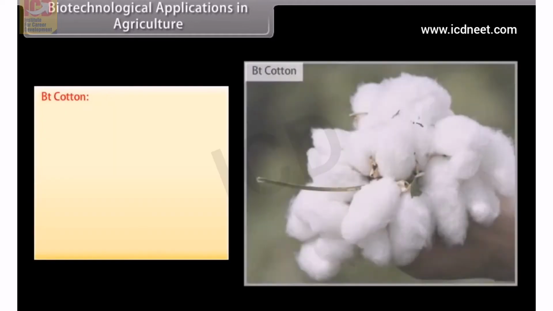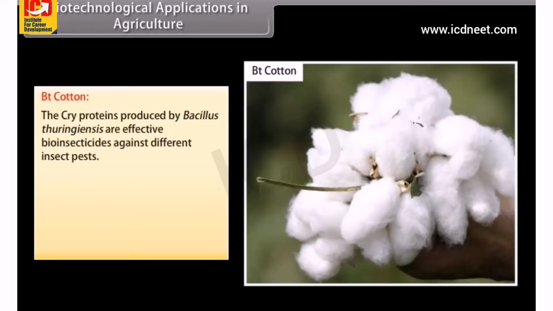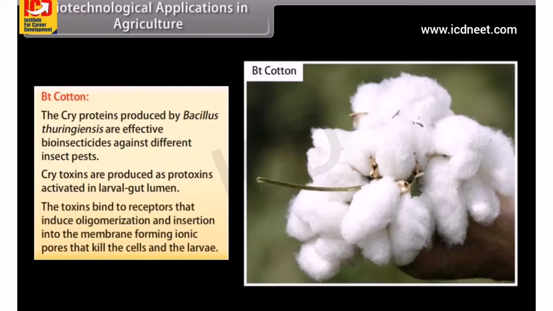Biotechnological applications in agriculture. Bt cotton. The cry proteins produced by Bacillus thuringiensis are effective bioinsecticides against different insect pests. Cry toxins are produced as protoxins activated in larval gut lumen. The toxins bind to receptors that induce oligomerization and insertion into the membrane, forming ionic pores that kill the cells and the larva.